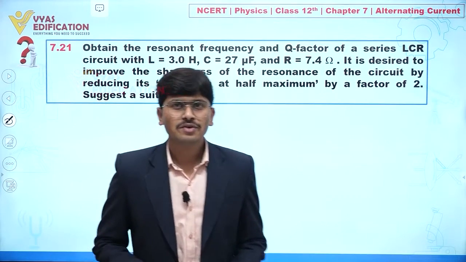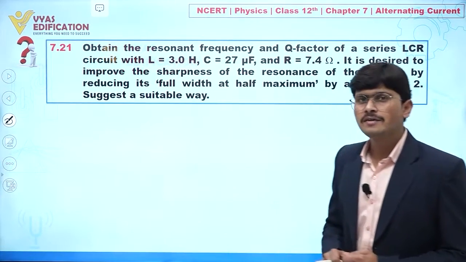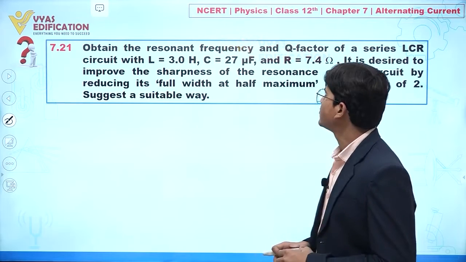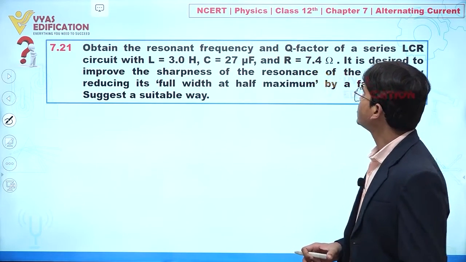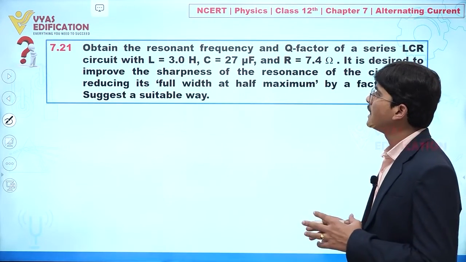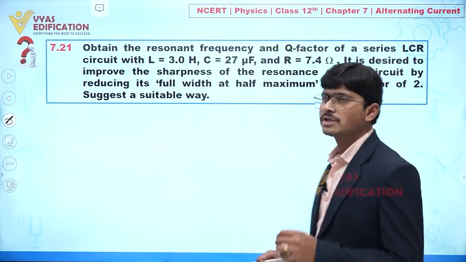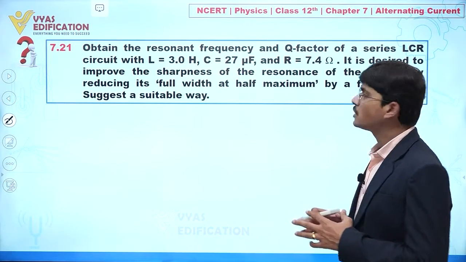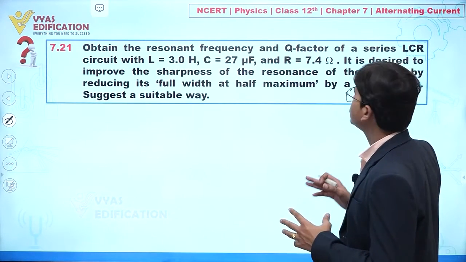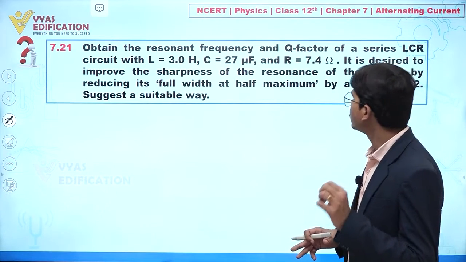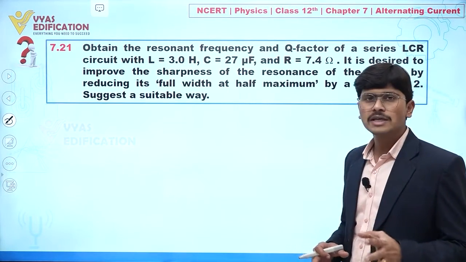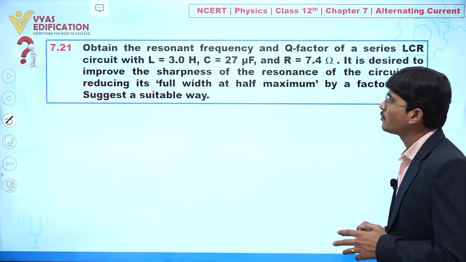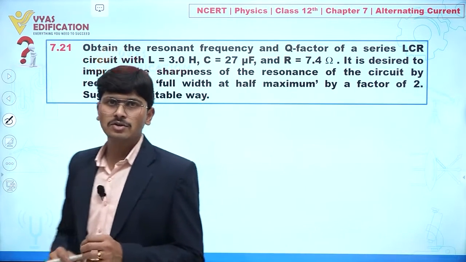Now students, we are going to discuss question number 7.21, and in this question it is given: obtain the resonant frequency and Q factor of a series LCR circuit with L equal to 3 Henry, C equal to 27 microfarad, and R equal to 7.4 ohm. It is desired to improve the sharpness of the resonance of the circuit by reducing its full width at half of the maximum by a factor of 2. Suggest a suitable way.